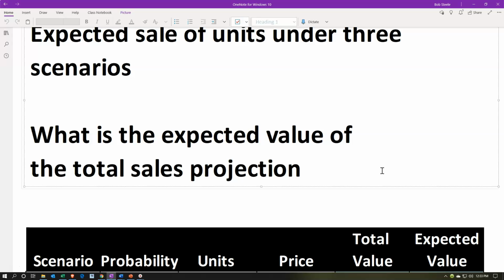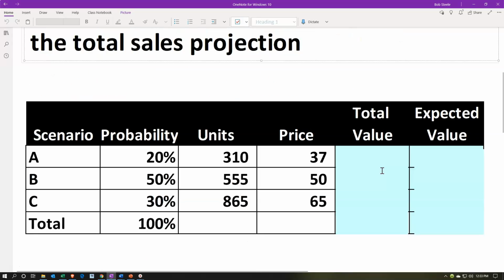So what is the expected value of the total sales projection? We're imagining we have these three different scenarios, A, B, and C. If A happens, we're projecting that we would have 310 units at a sales price of $37. If B happens, we have 555 units at $50. If C happens, we have 865 units at $65.